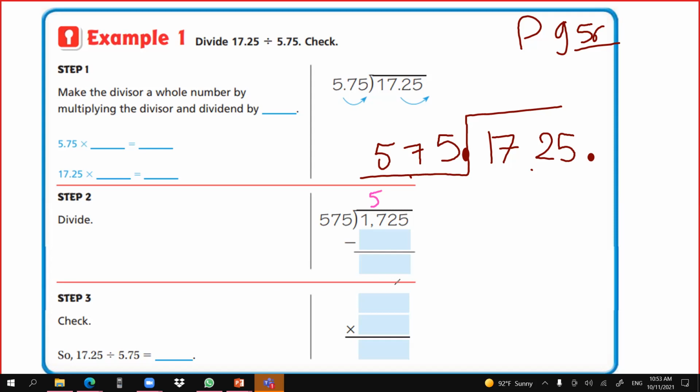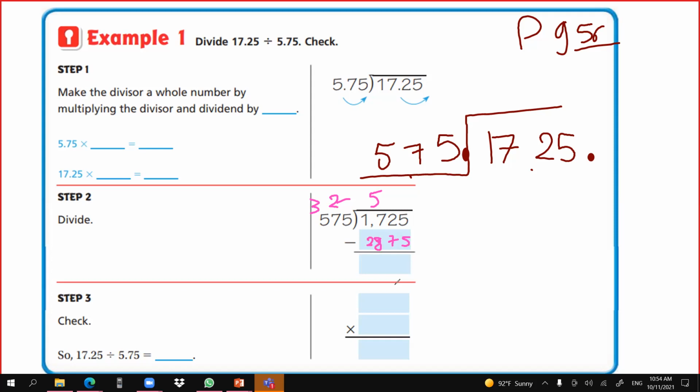Okay. 5 multiplied by 5, it's 25. Then 5 times 7 equals 35. With 2, it's going to be 37. 5 times 5 equals 25. With 3, it's going to be 28.